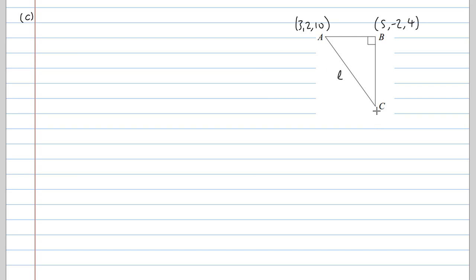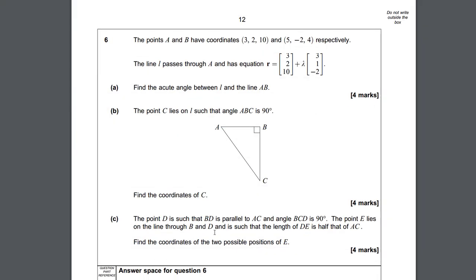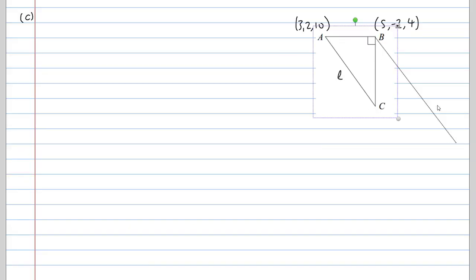So here's my diagram from the last part of the question, and we're going to add all the information on now. We're told that D is on a line that's parallel to AC. So if we just draw a line AC here, we can then move it to make it parallel. It's going to be somewhere along this line. It could maybe even go in the other direction up here, until you look at the second condition. So it says that BCD must be 90 degrees. That means if we draw a line across here, we can find out where point D is.